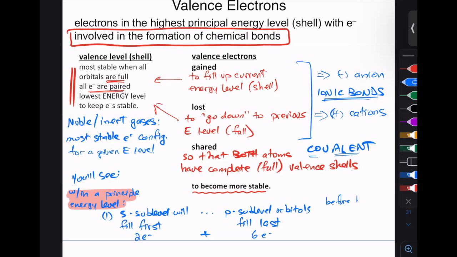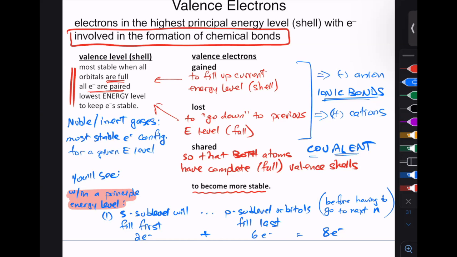Before having to go to the next n. That's what I mean by filling first and filling last. This is going to give us 8 electrons. And I'm mentioning that because many of you probably remember hearing something called the octet rule. And that's kind of where it comes from.